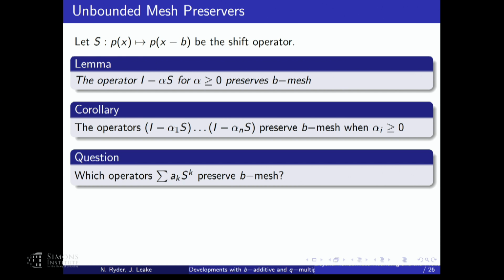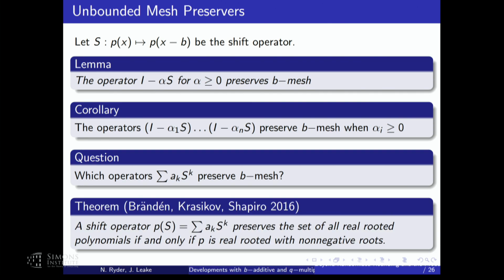Ask the same question, which shift operators preserve b mesh? And this is a theorem of Brondin, Krasikov, and Shapiro from 2016, that a shift operator preserves the set of all b mesh polynomials if and only if this polynomial is real rooted with non-negative roots. So we've shown one direction here, the kind of simple direction. The converse is the direction that they prove.